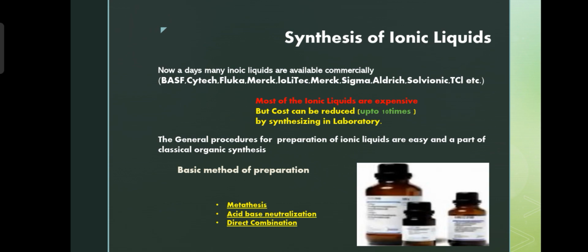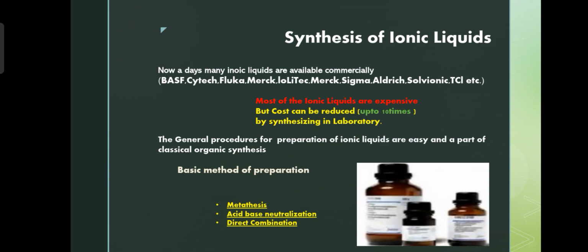And here is the synthesis of ionic liquid. You can see that companies like BASF, Fluka, Merck, Solvionic and many others produce ionic liquids, and most ionic liquids are expensive, so the cost can be reduced by synthesizing them in the laboratory. If we buy the ingredients, then we can reduce it to one-tenth of the original cost.